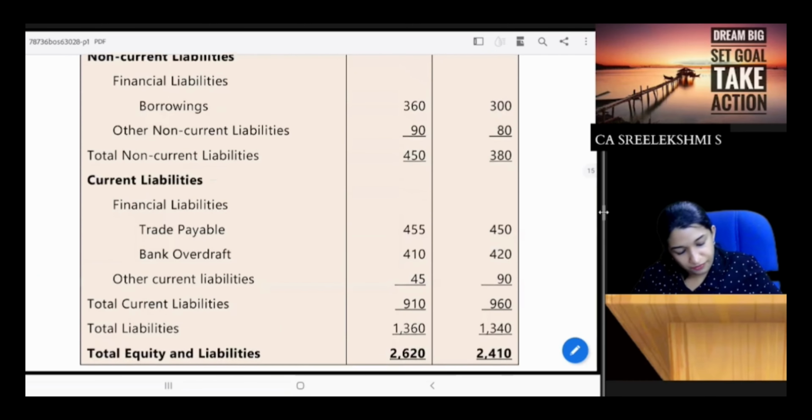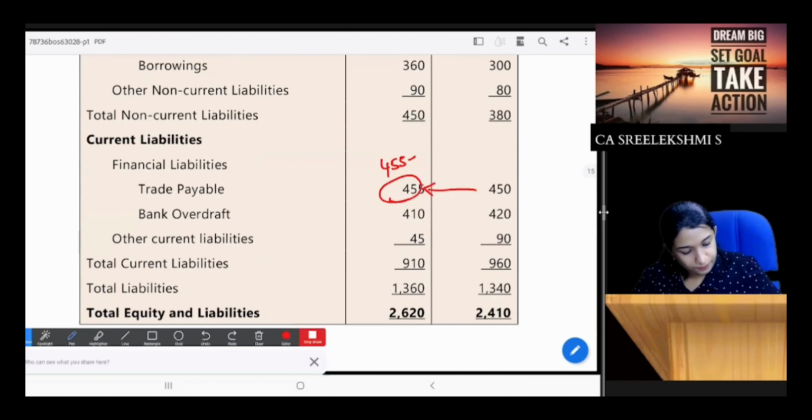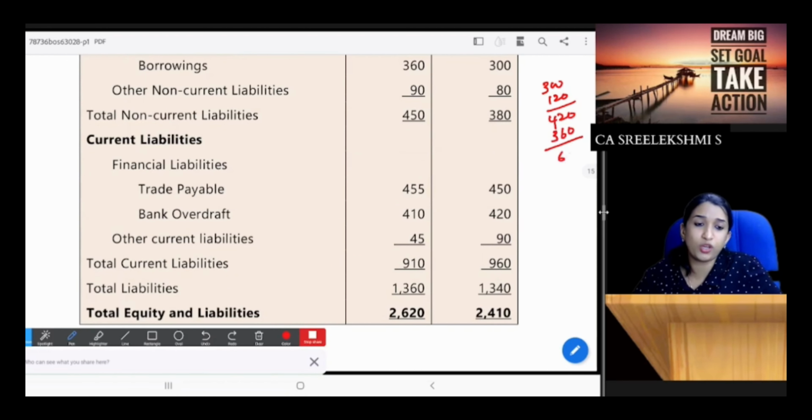So the loan taken is a financing activity. 300 plus 120, 420, should have been the balance, but only 360 is the closing balance, which means you repaid 60.